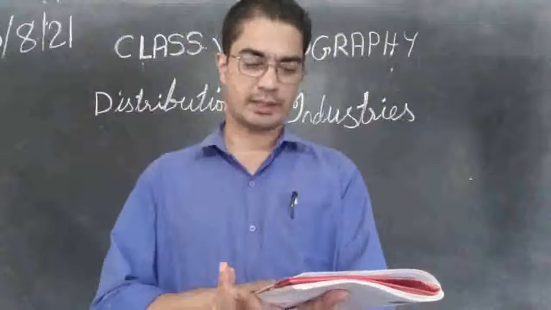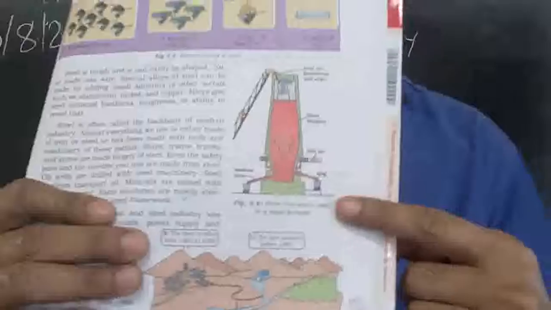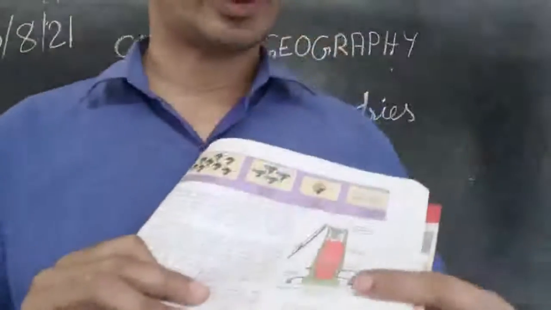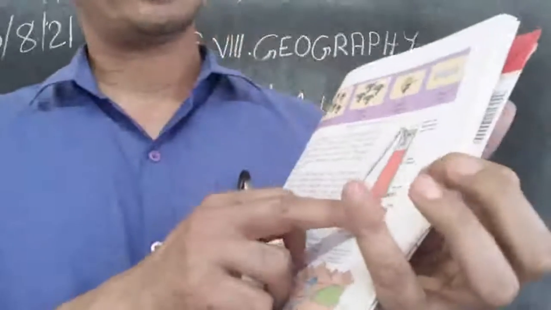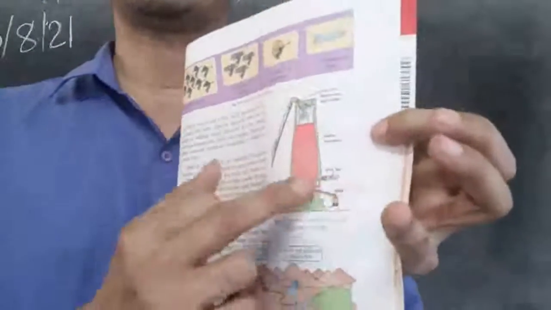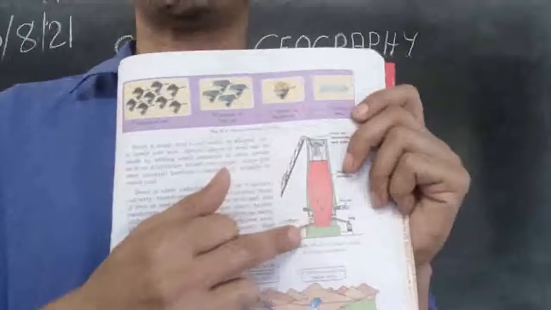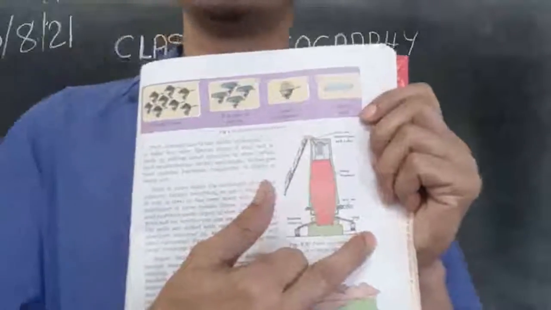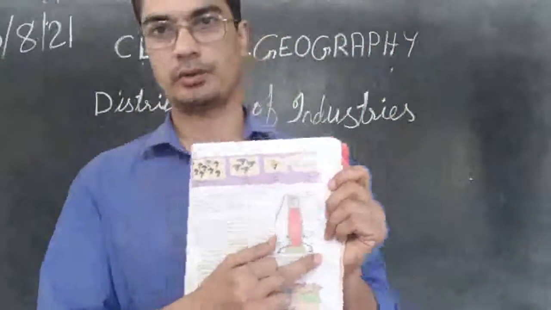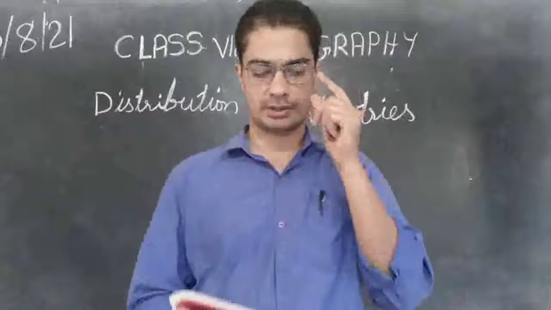And in the blast furnace, we can see in the picture, the molten iron comes out this way, and this way the slag is going out. Slag means waste. So it is melted inside, and through one pipe the melted iron will come out, and through another one the waste will go out. So that is the first process, through this blast furnace.